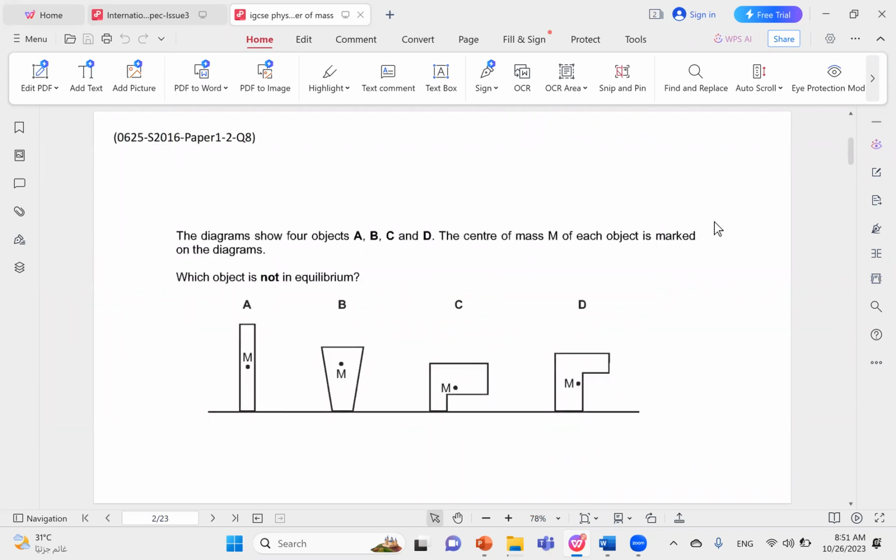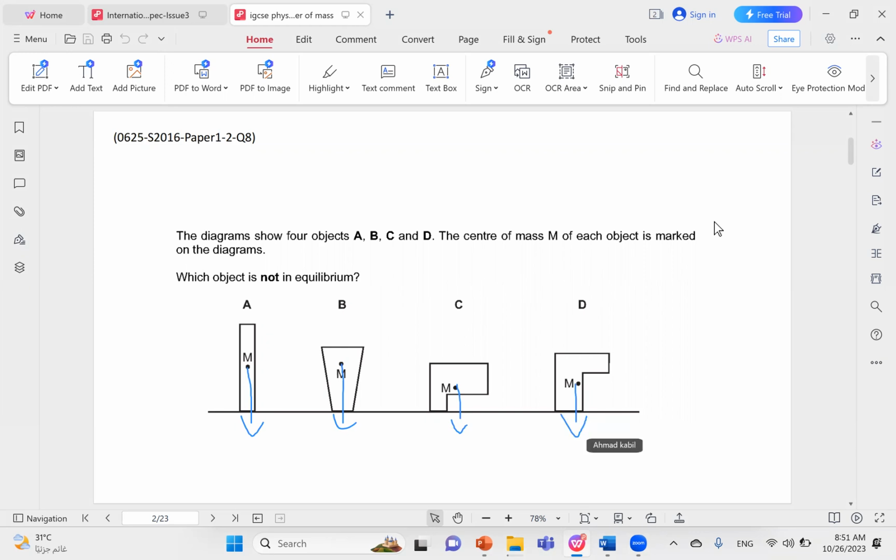The diagrams show four objects A, B, C, and D. The center of mass M of each object is marked on the diagrams. Which object is not in equilibrium? So to determine whether an object is in equilibrium or not, or whether it will topple or not, we draw a vertical line from the center of mass downwards. And if it lies within the object, then the object is in equilibrium. So let's try that here. We just draw vertical downwards arrows from the center of mass.